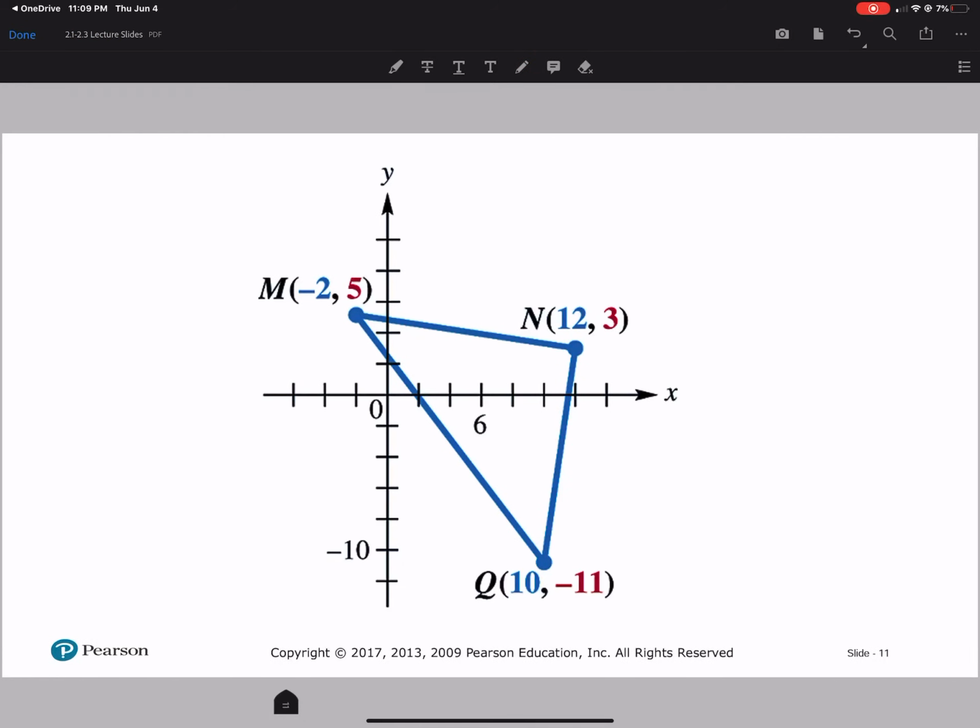And then this is what your actual picture looks like after you go through that whole process.